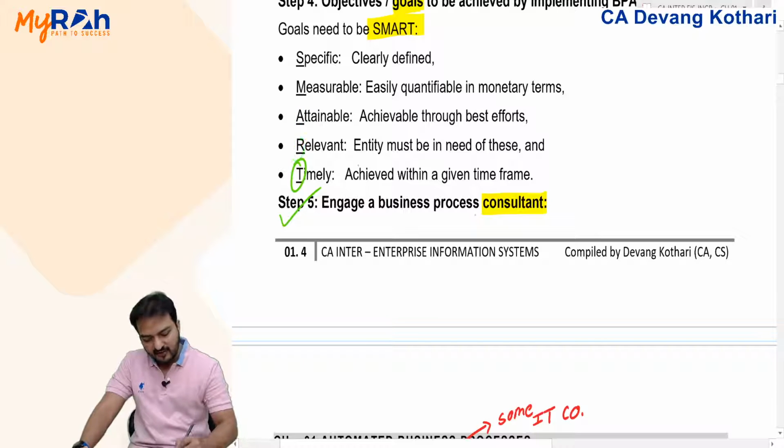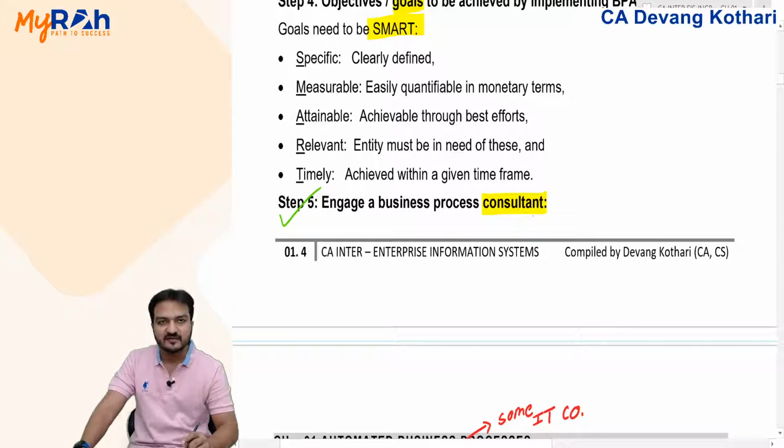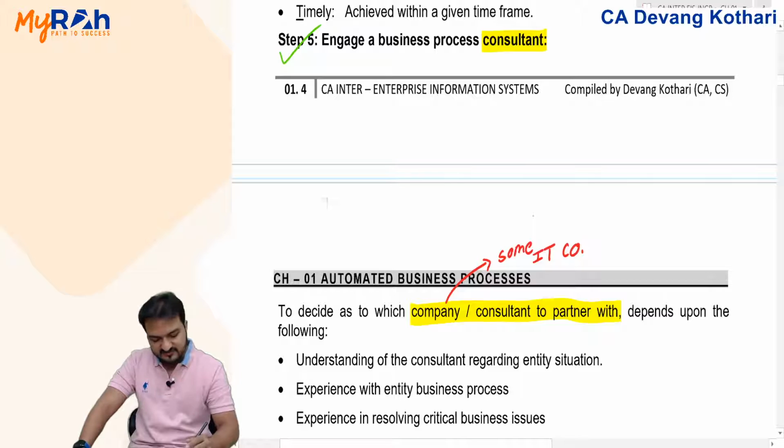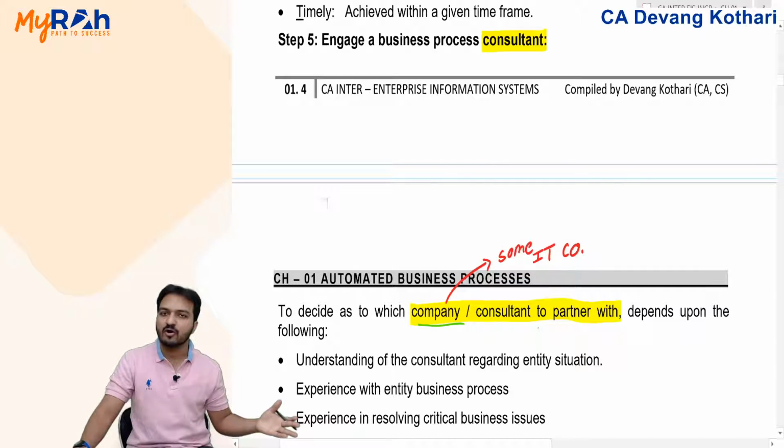Step 5, you employ a business process consultant, because generally this consultant will be some IT company. You employ an IT company which is a consultant or a partner who will help you through the entire automation process.